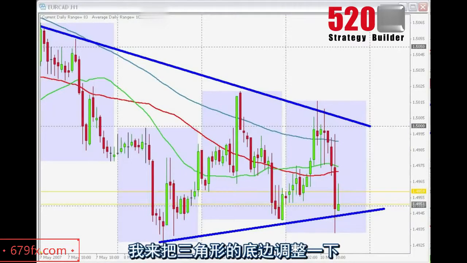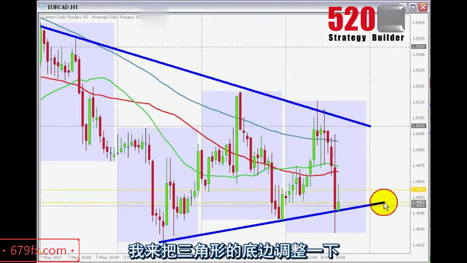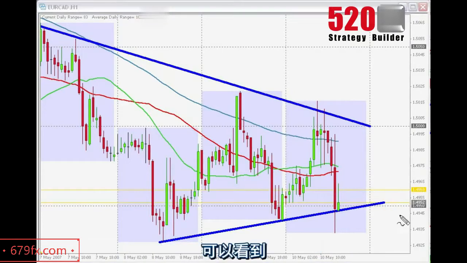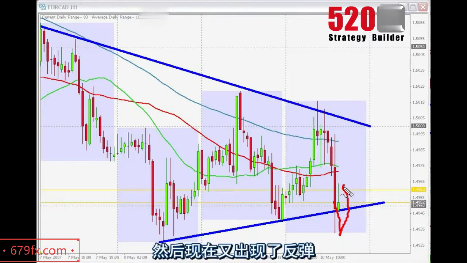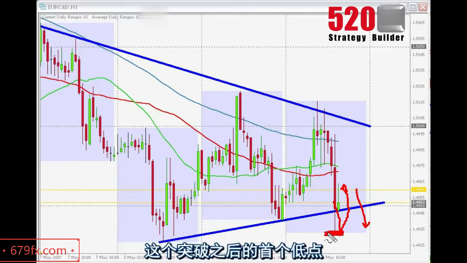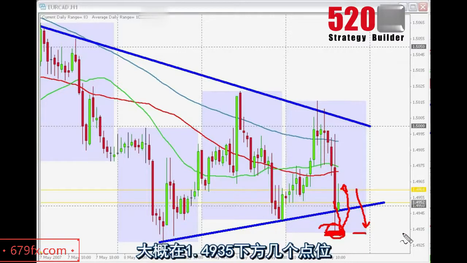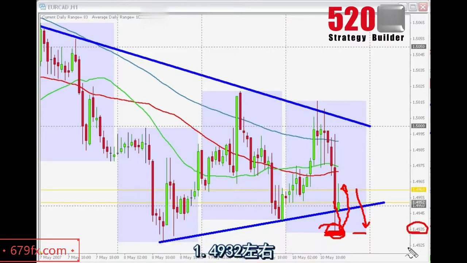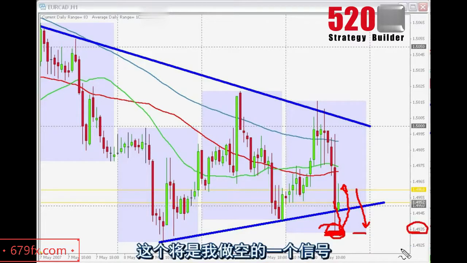Let me redraw a little bit the triangle bottom right there. As we can see, we got a breakout. Then we are seeing the pullback now. If we continue now on the move down, and we break this low, the bottom of the initial breakout thrust, this level, which should be 149.35, a few pips below 149.32, more or less, that will signal my short entry.